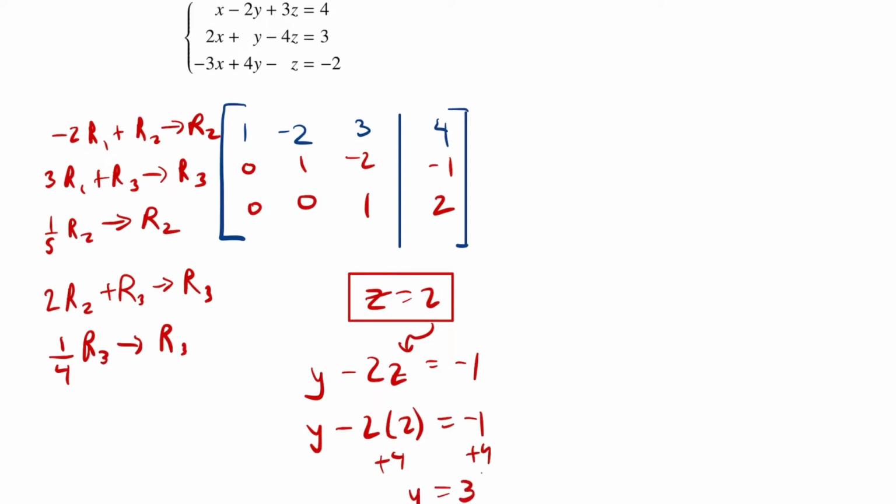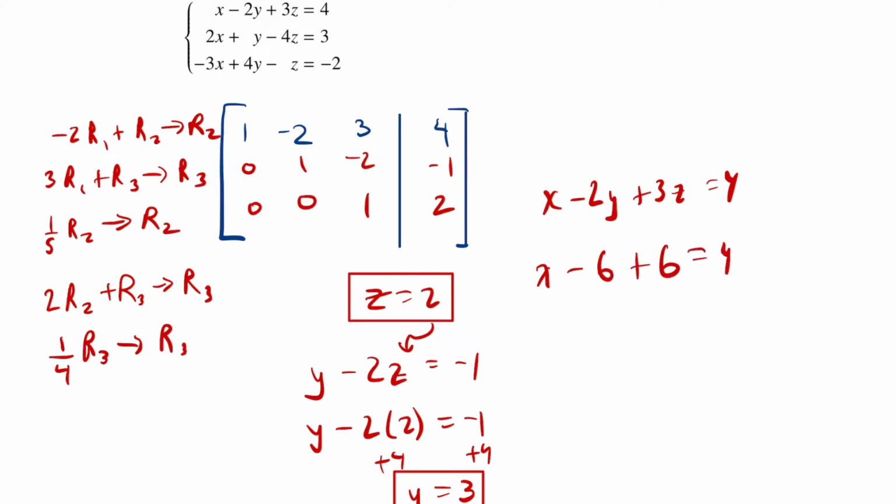And that's going to be 4, so you add 4 to both sides, and you get y equals 3. And then the last equation is the top one. So we write out that equation. That's going to be x minus 2y plus 3z equals 4. And we substitute 2 for z and 3 for y.